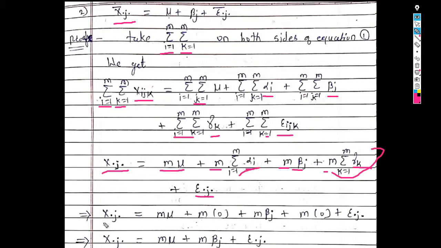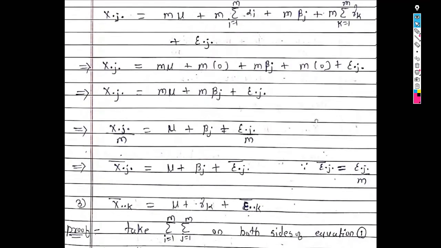Under the assumption of the LST model, we get this term 0 and also this term 0. So in the next step we get x dot j dot equals m mu plus m into 0 plus m into beta j plus m into 0 plus the last term epsilon dot j dot. So x dot j dot equals m mu plus m into beta j plus epsilon dot j dot.